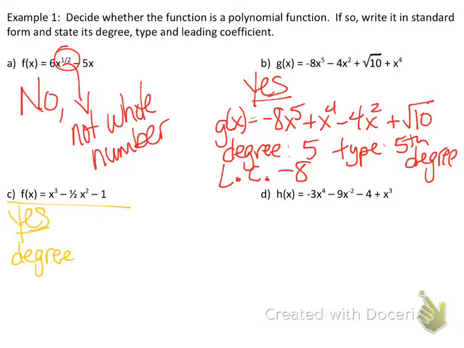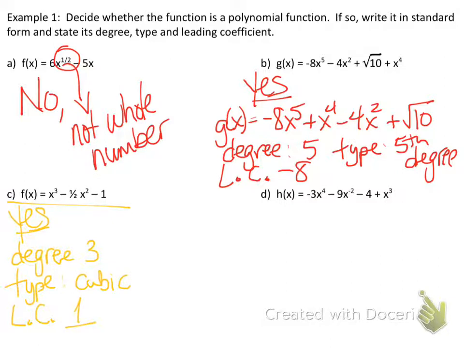So the degree is the highest exponent, in this case 3. Based on the degree, we list the type, so that would be a cubic. And then the leading coefficient would be the first coefficient, which is, in this case, 1. And now the last example.